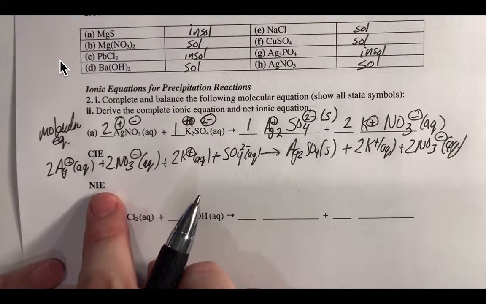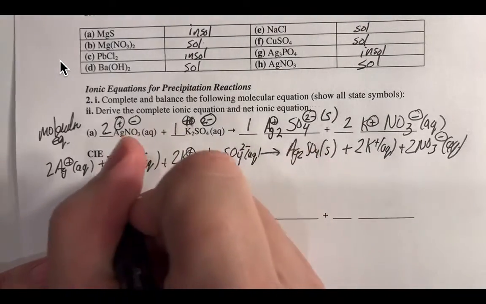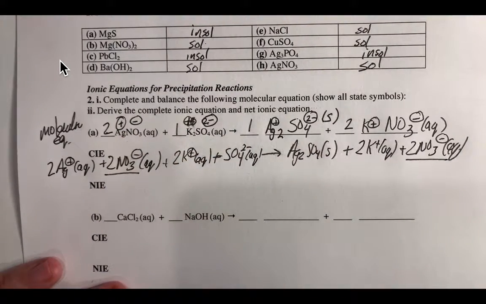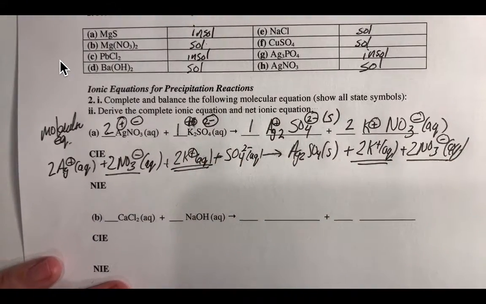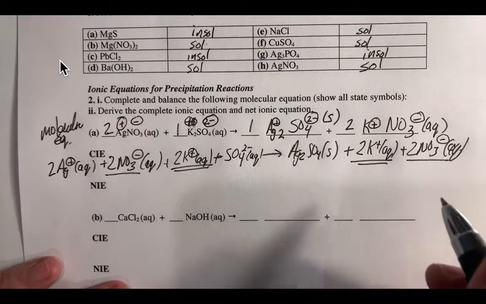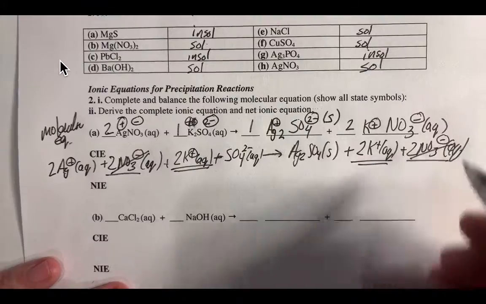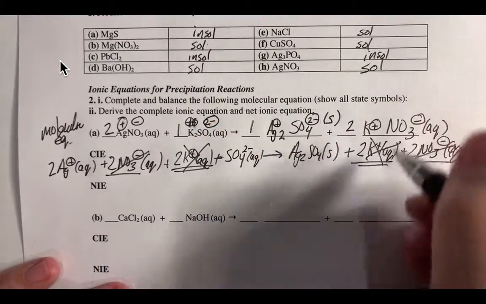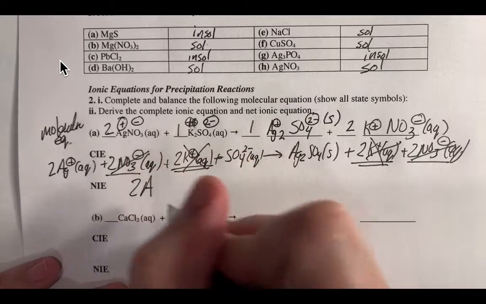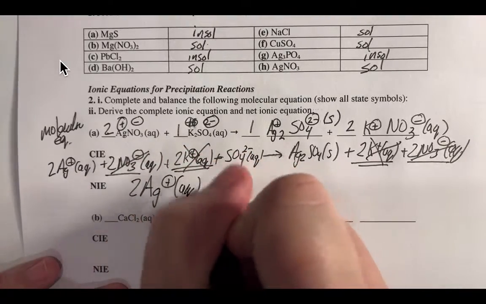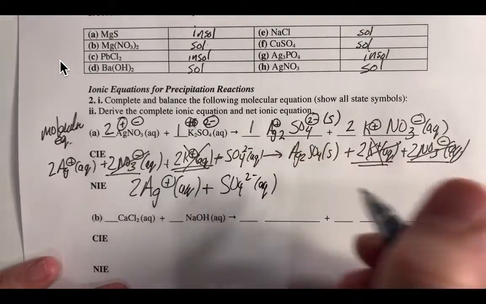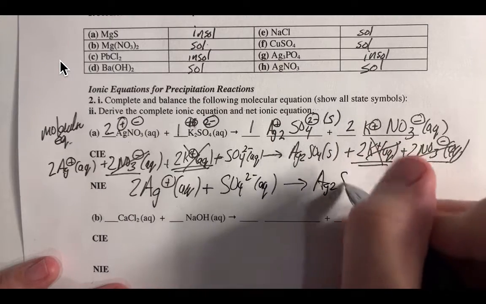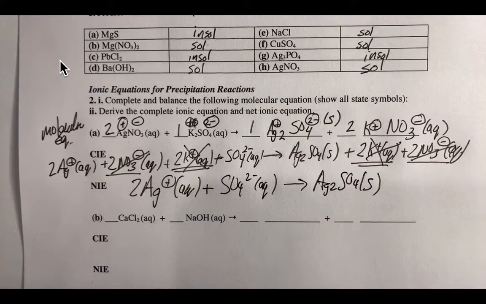Okay, now I do what's a net ionic equation. And you may notice that nitrate is both a reactant and a product, and potassium is both a reactant and a product. Something that appears identically as a reactant and a product, I can cancel out, and now my net ionic equation, 2 silvers aqueous, plus a sulfate aqueous gives me Ag2SO4 solid. And that's my net ionic equation for 2A.